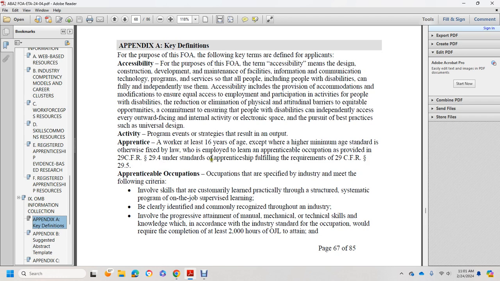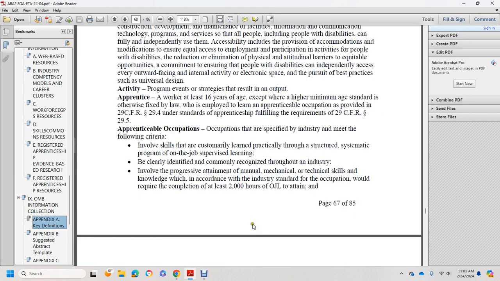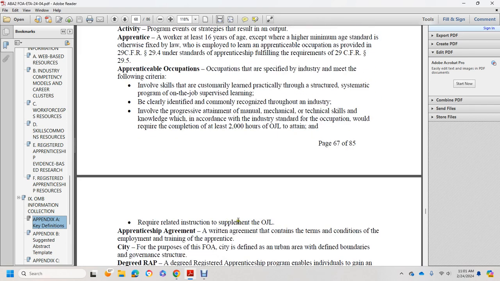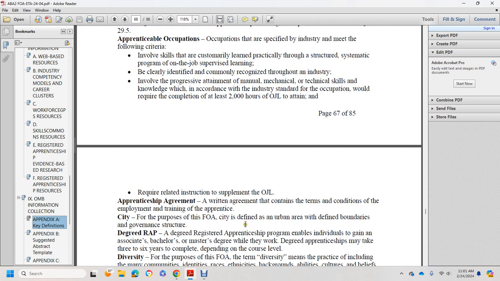Alright, apprenticeship occupation. An occupation specified by the industry that meets the following criteria: it involves skills that are customarily learned in a structured, systematic program of on-the-job supervised learning. It is clearly identified and commonly recognized throughout the industry, involves the progressive attainment of manual, mechanical, or technical skills and knowledge in accordance with industry standards, and would require the completion of 2,000 hours of on-the-job training, along with the required related instruction supplementing the on-the-job learning.